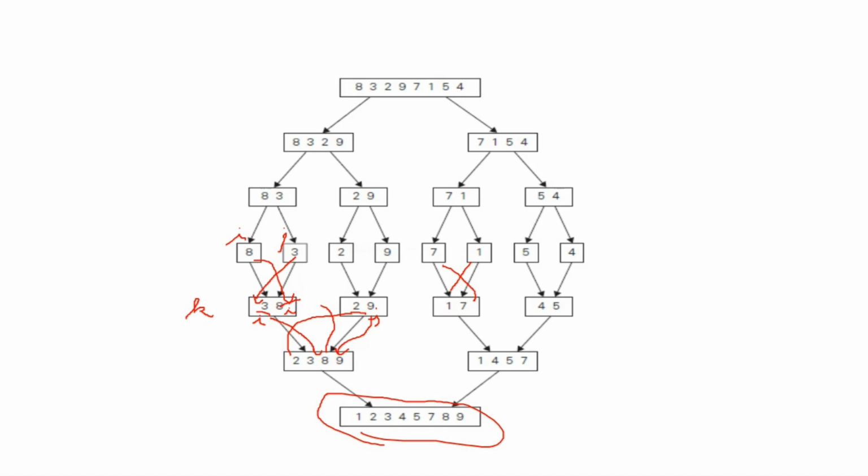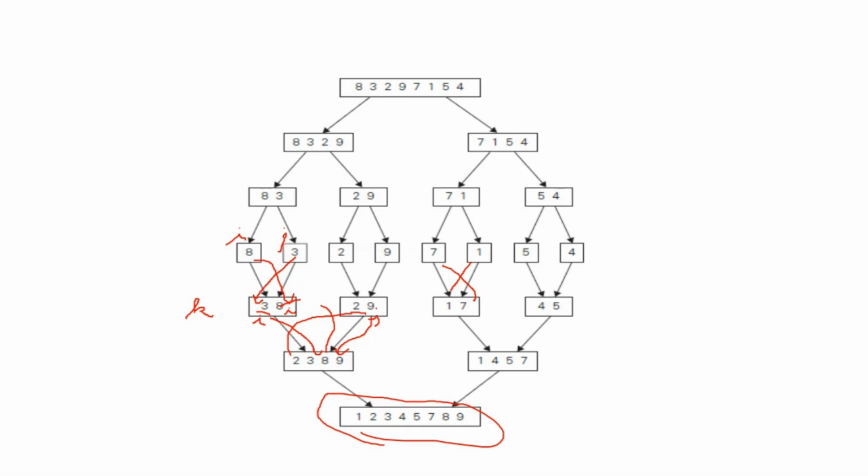Now, I will point to 8. Once again 8 is compared with 9, 8 is smaller. So first 8 is written and then we increment I. Then we find that I has reached the last limit. So simply copy this 9 to this position.